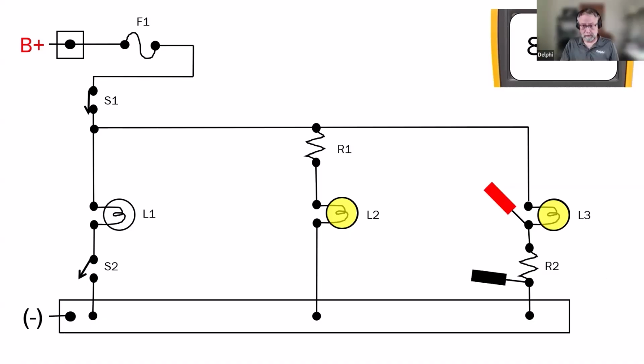Okay, so yeah, we just narrowed it down. 9 volts across resistor R2. That is a problem, no question.